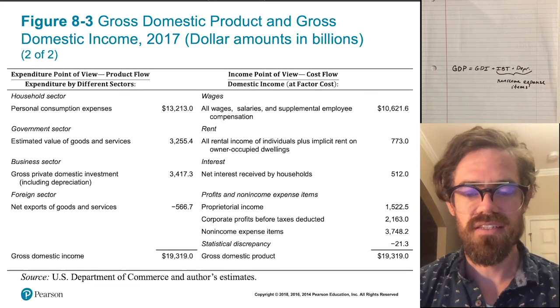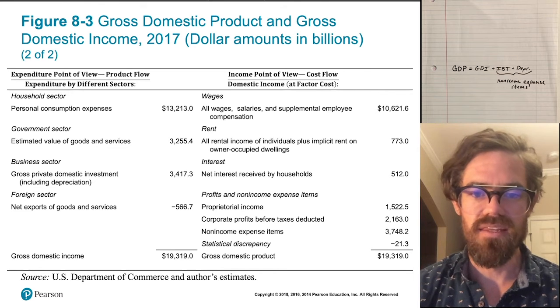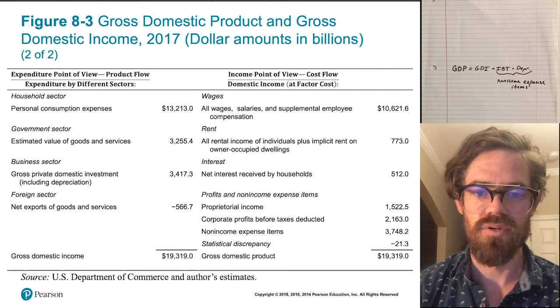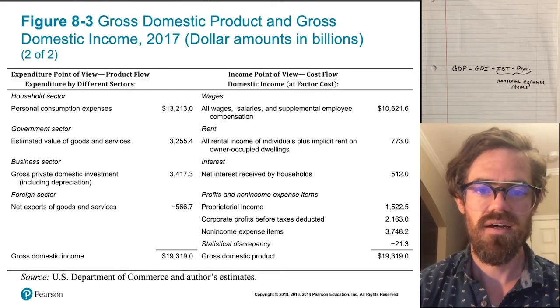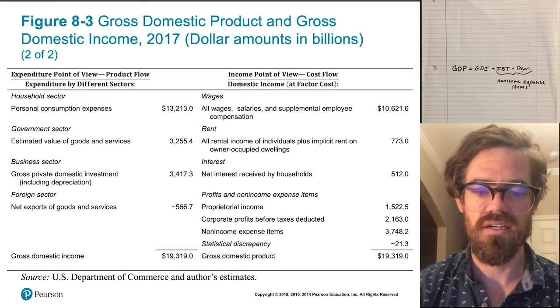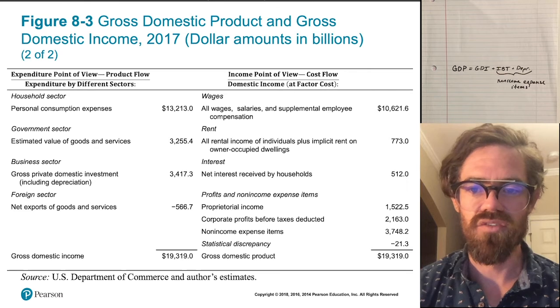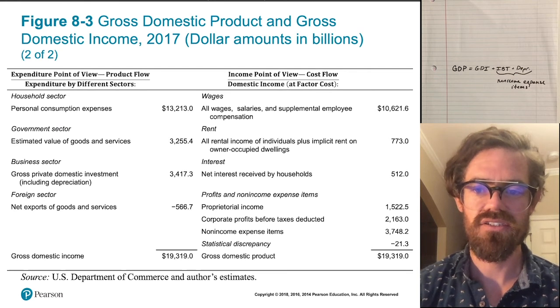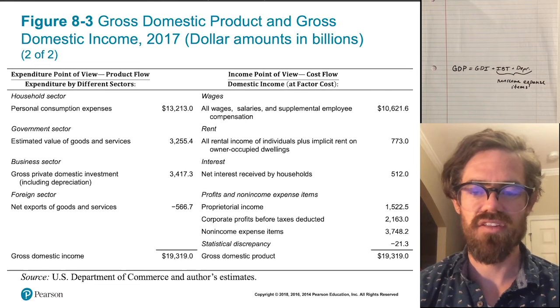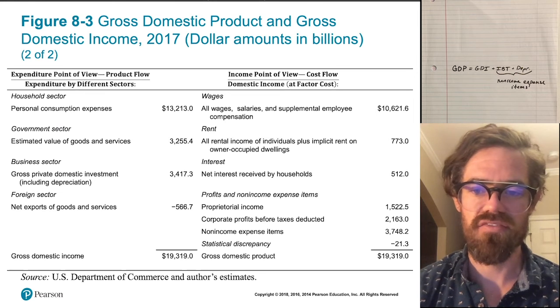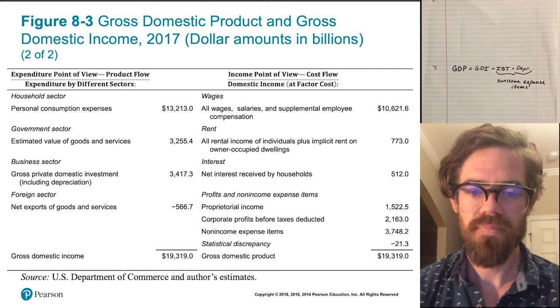All right, and then let's look at the income side. So again, the biggest one on the income approach is wages. So salaries, supplemental employment compensation, hourly wages, all of those things added together accounted for over $10 trillion. Okay, so that's pretty huge. Rent was only $773 billion, or 0.7 trillion. Interest was around half of $1 trillion, or 500 billion.